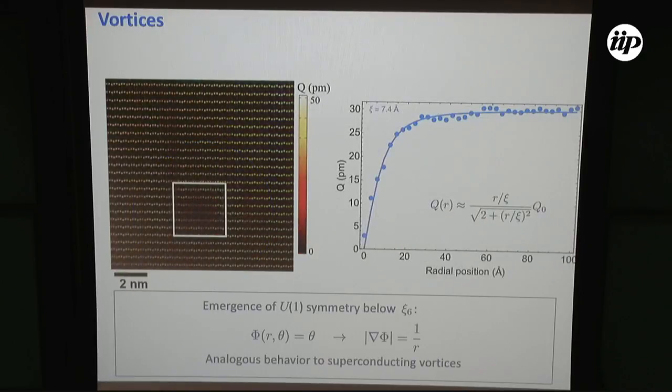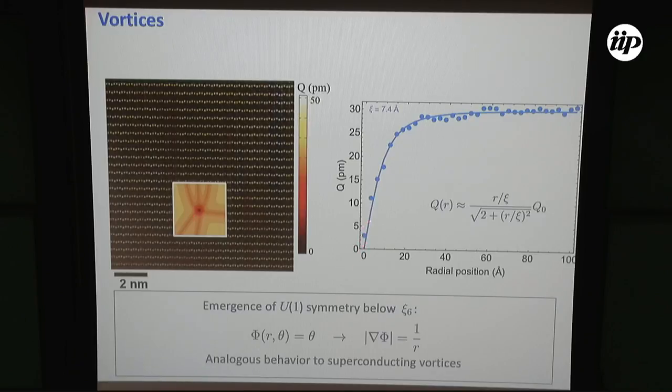Actually, the analogy works not only for the phase, but also for the amplitude of the order parameter. Here I show you the same data, but now the colors correspond to the value of the amplitude of the trimerization. So here we have the singular point. This is the result of a simulation where we can see this singularity better.